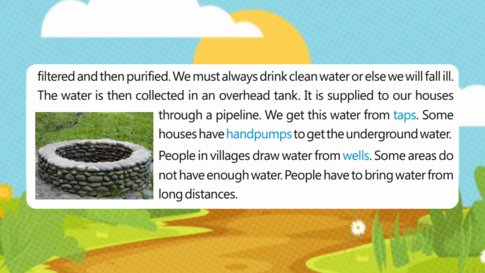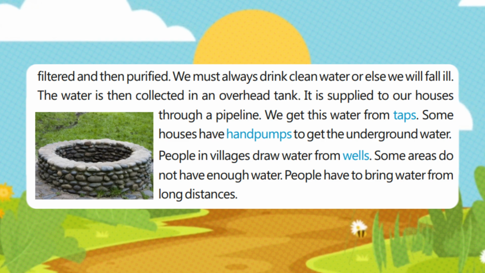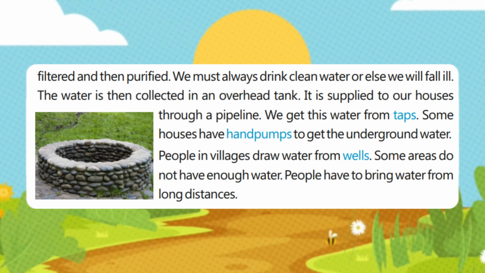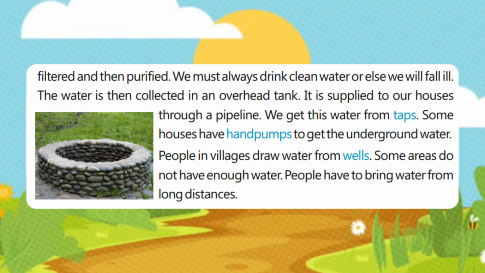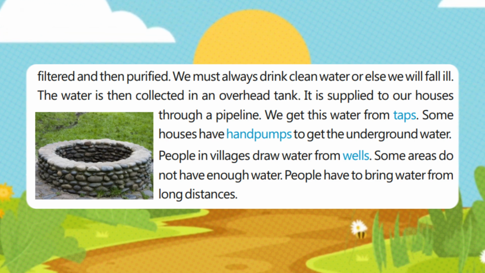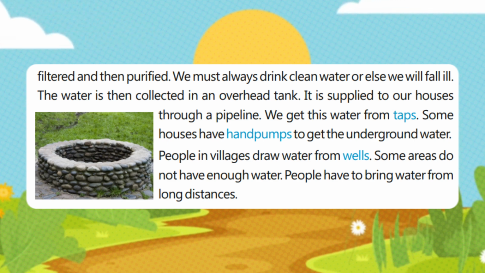The water is then collected in an overhead tank. It is supplied to our houses through a pipeline. We get this water from taps. Some houses have hand pumps to get the underground water. People in villages draw water from wells. Some areas do not have enough water. People have to bring water from long distances.